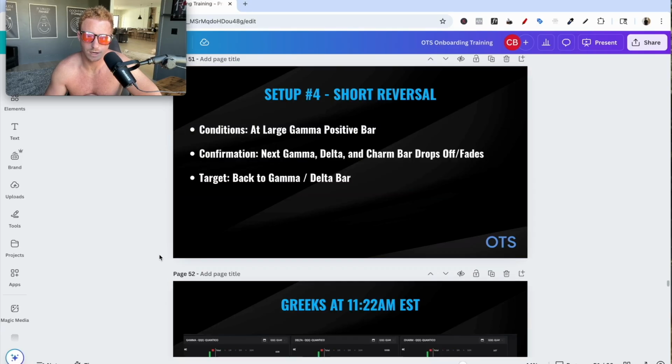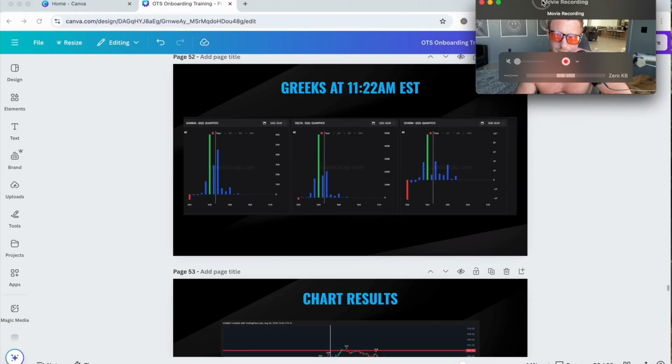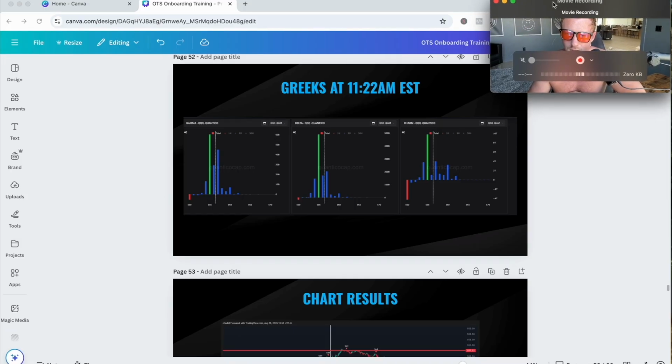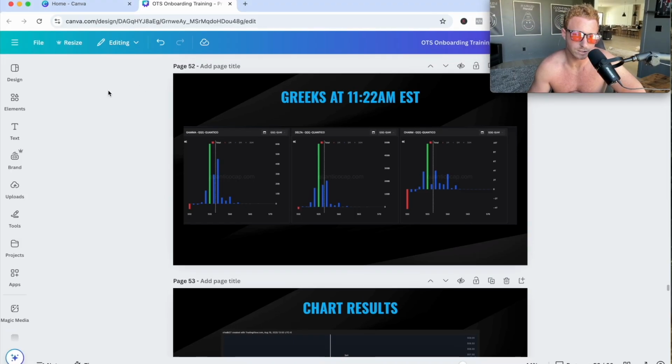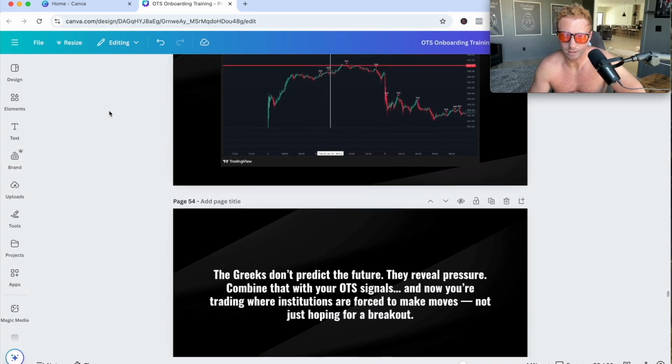short reversal, right? And those are the 4 setups that I like to take. These are all A+ setups. They have a great chance of working out, especially when you take them with the signals. You're going to do really well with these, okay?